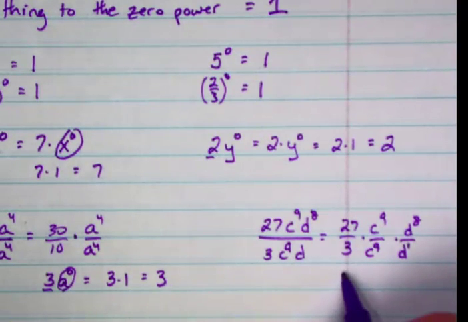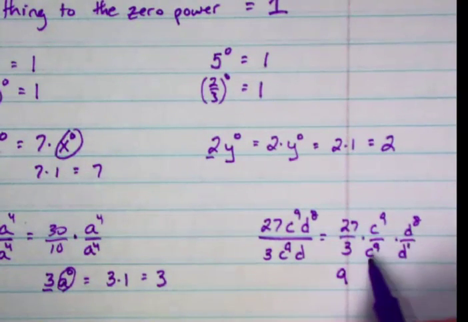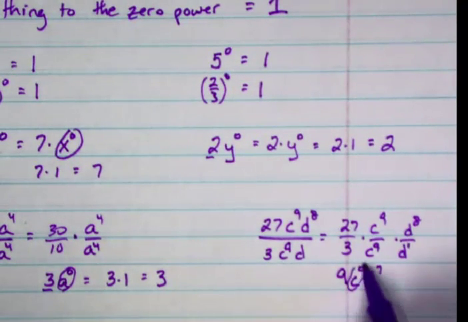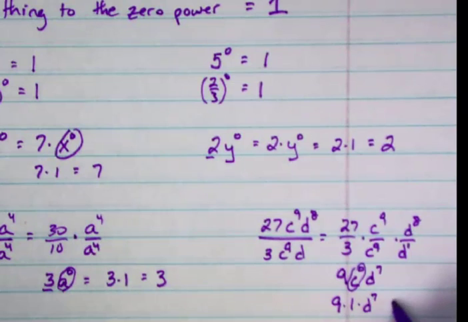27 divided by 3 is 9. C to the 9th divided by c to the 9th is c to the 0. D to the 8th divided by d is d to the 7th. I know in there, c to the 0 really is 1. This is really 9 times 1 times d to the 7th, or just 9d to the 7th. That's zero exponents.